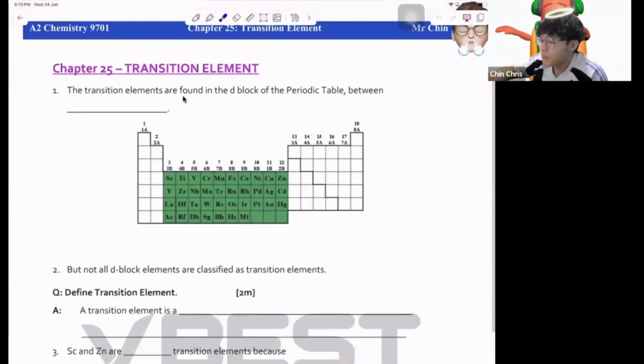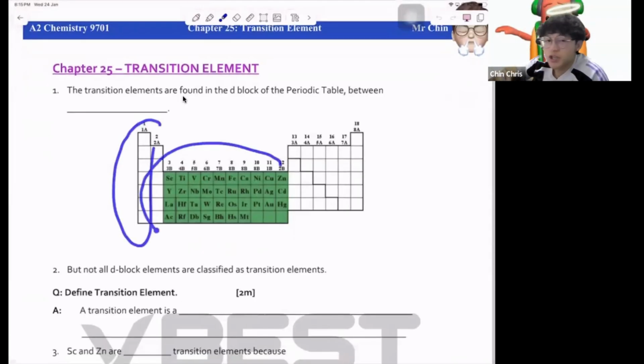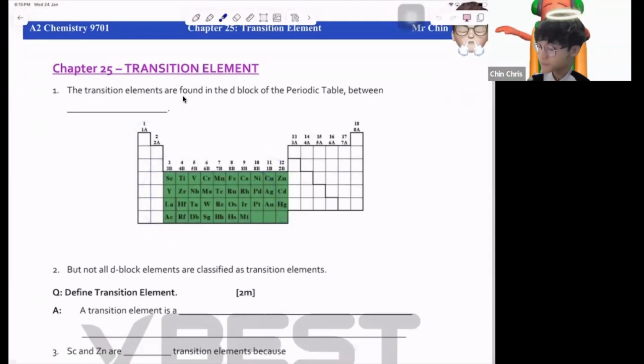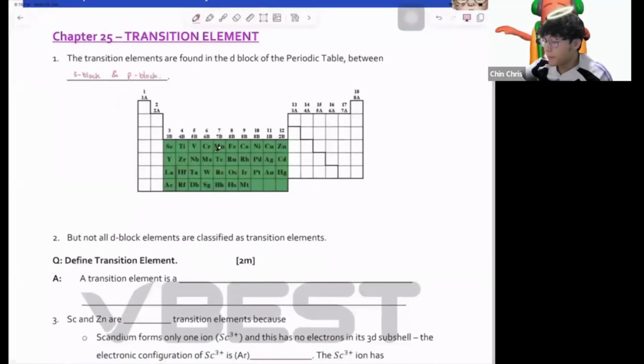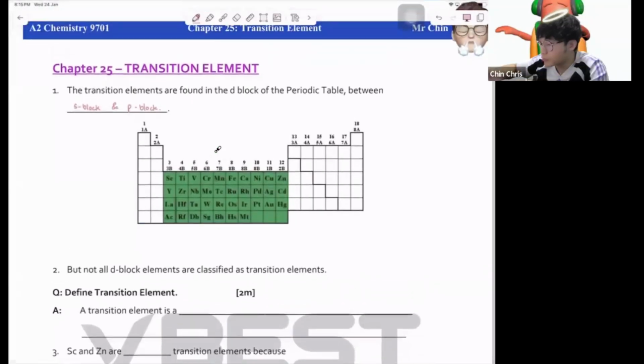Alright, guys, you see, right? Where you can find your transition element? So transition element is between your S block and your P block. Okay, but not all the D block elements are known as transition elements.